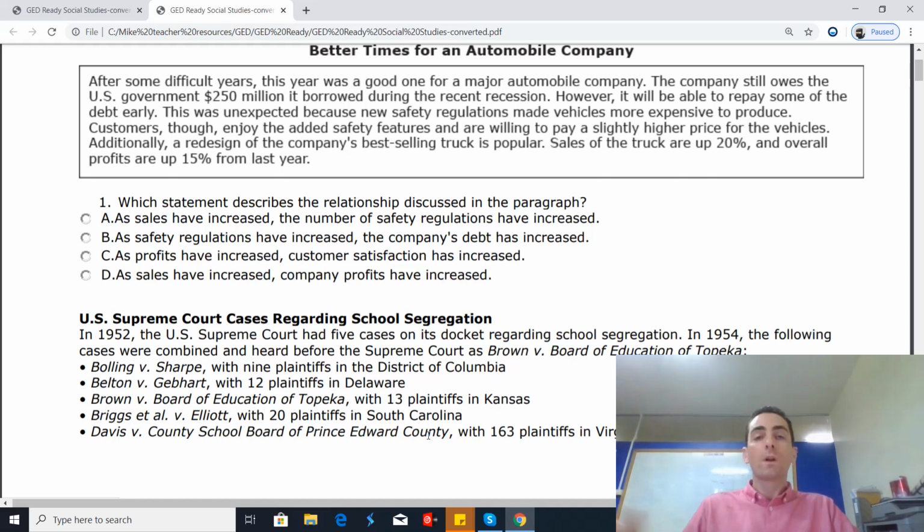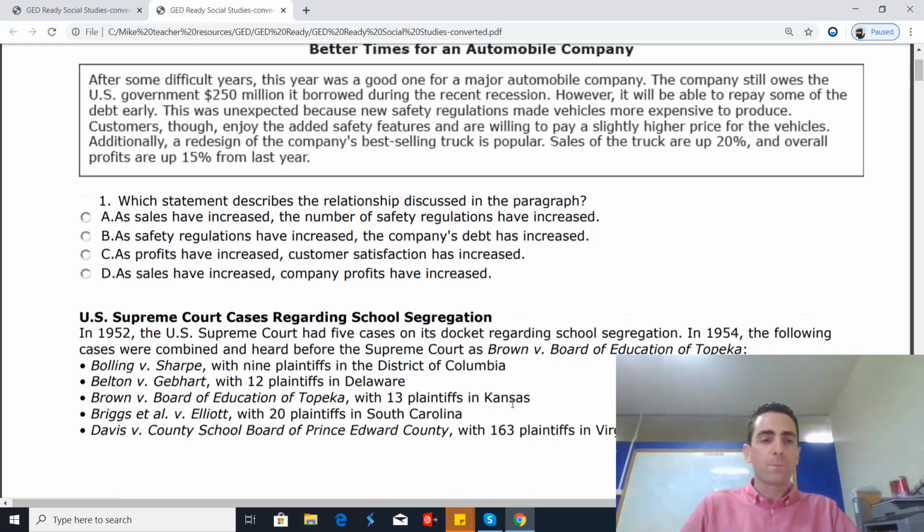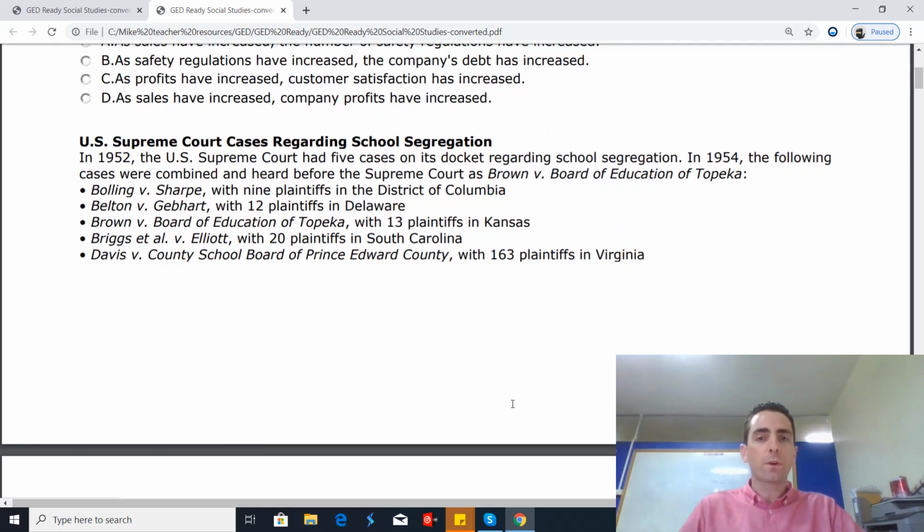So make sure you're crossing out the ones that it's definitely not, and then reading even closer to find out, maybe between a 50-50 choice, which one it is. Let's move on. US Supreme Court case regarding school segregation.